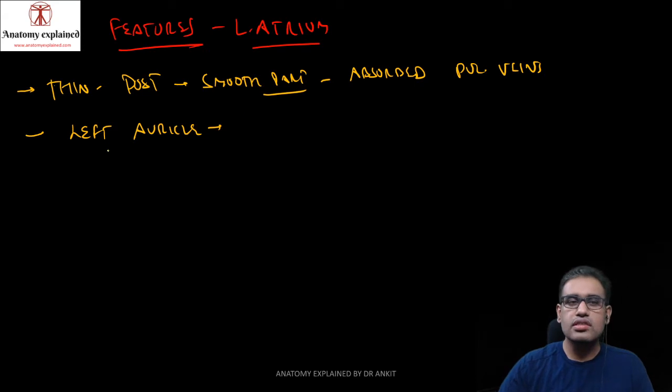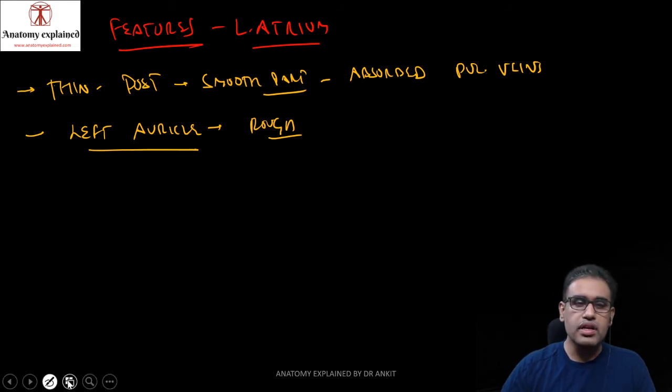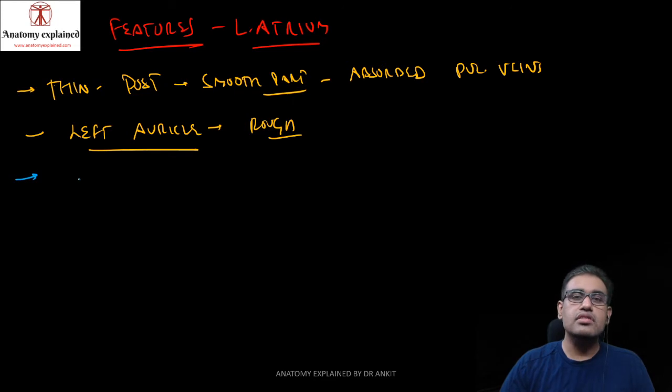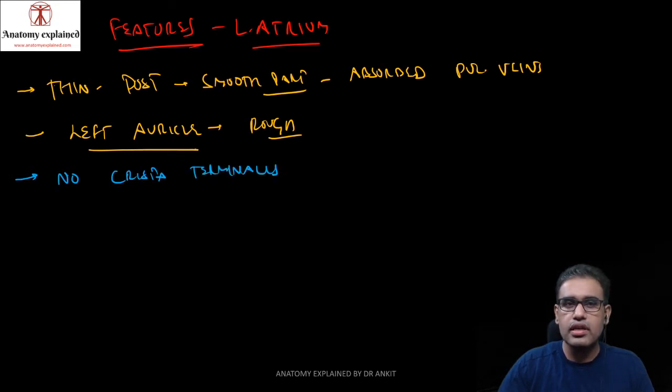So this left auricle is the only roughened part. It is the only rough part of the left atrium. The rest of the left atrium is smooth. But to differentiate it from the right atrium, we have to understand that in the right atrium, if you recall, we had a crista terminalis ridge on the inside, but here there is no such thing separating the smooth and the rough part. So there is no crista terminalis inside the left atrium.